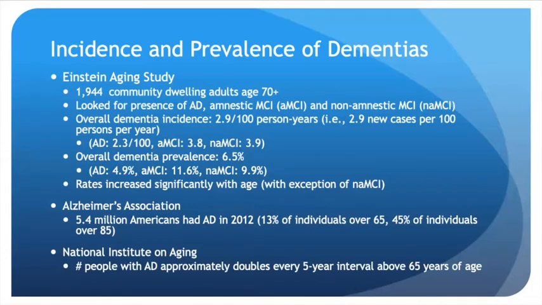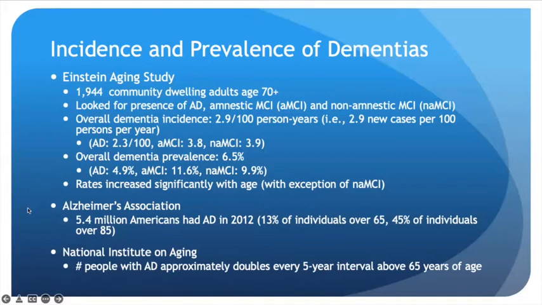The overall dementia prevalence was about 4.9% for Alzheimer's disease, 11.6% for amnestic mild cognitive impairment, and 9.9% for non-amnestic mild cognitive impairment. Prevalence is the proportion of persons in a population who have a specific disease. You can look at it at a particular point in time or over a specified period of time, so you could look at point prevalence or period prevalence. But here we're just looking at point prevalence. So how many people have dementia at a particular point in time? It was about 4.9% who had Alzheimer's disease in this particular population.